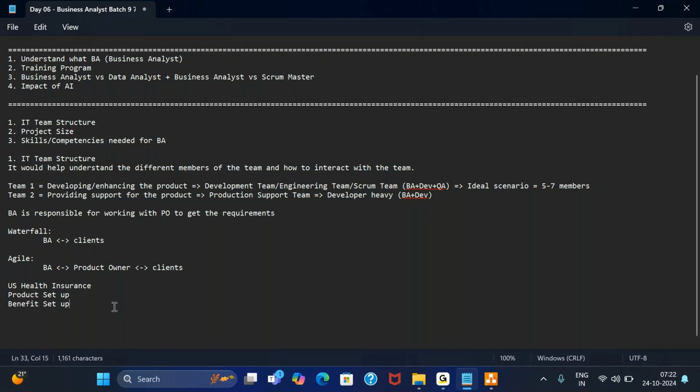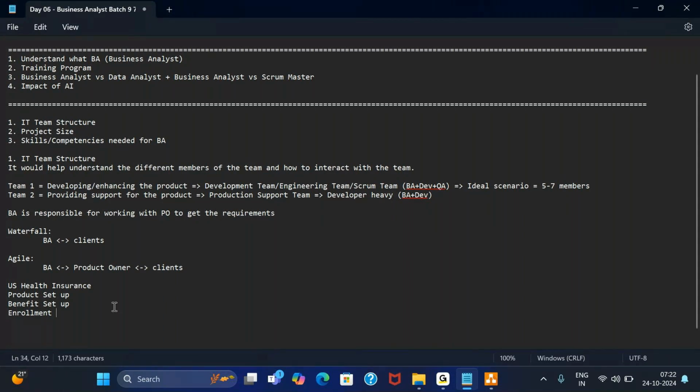Under those products, they decide what benefits should be given: whether the customers will be eligible for ambulance services or not, whether they will be eligible for outpatient services or not, what happens if someone is smoking, should we increase the premium, what happens if someone is following a healthier routine, should we decrease the premium, and stuff like that.